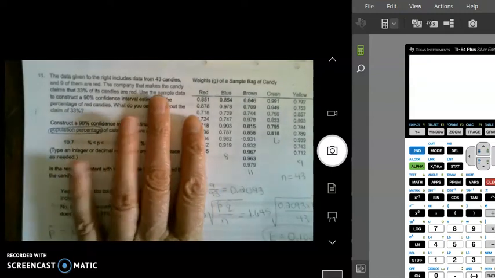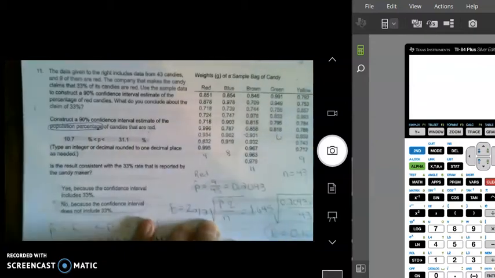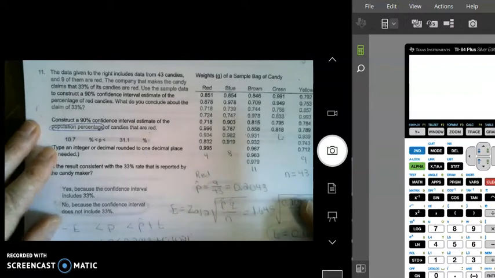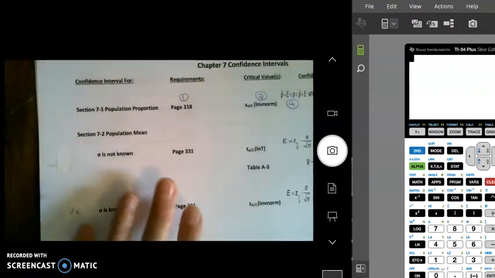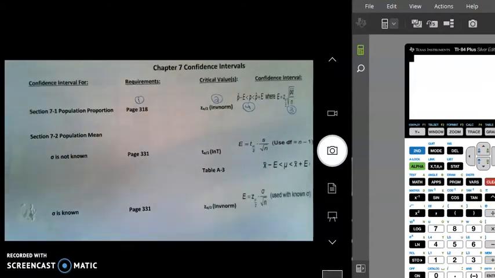Okay, so I thought I would do an example from 7.1, this one example right here about the candies. I actually wrote out how to do it by hand. I also had the steps written right here, and the steps are also in the PowerPoint. I'm just going to show you all this at once.